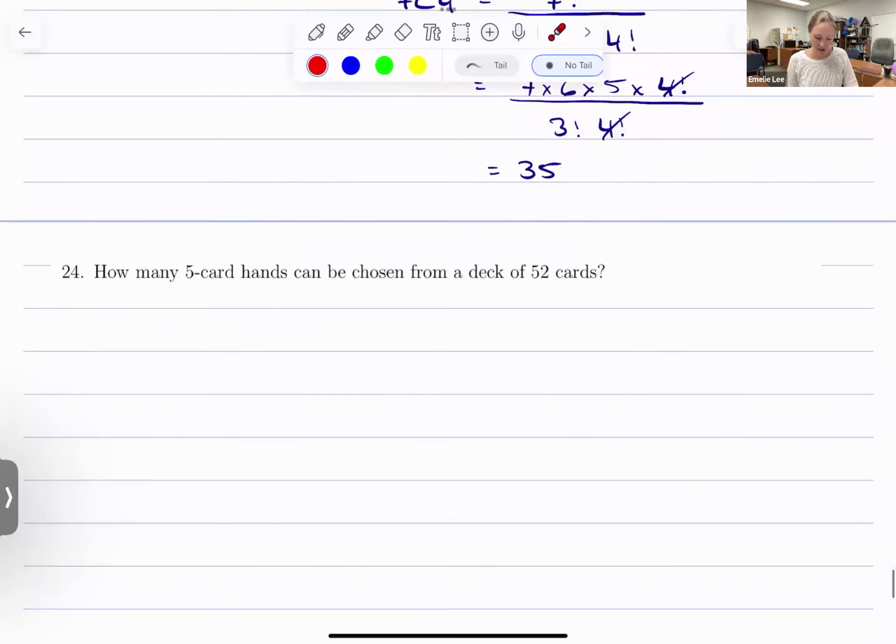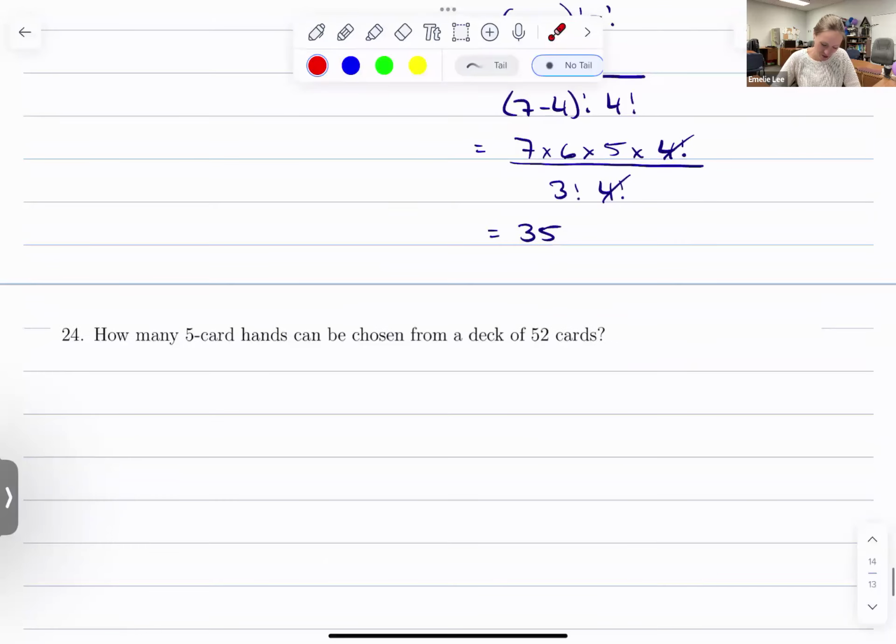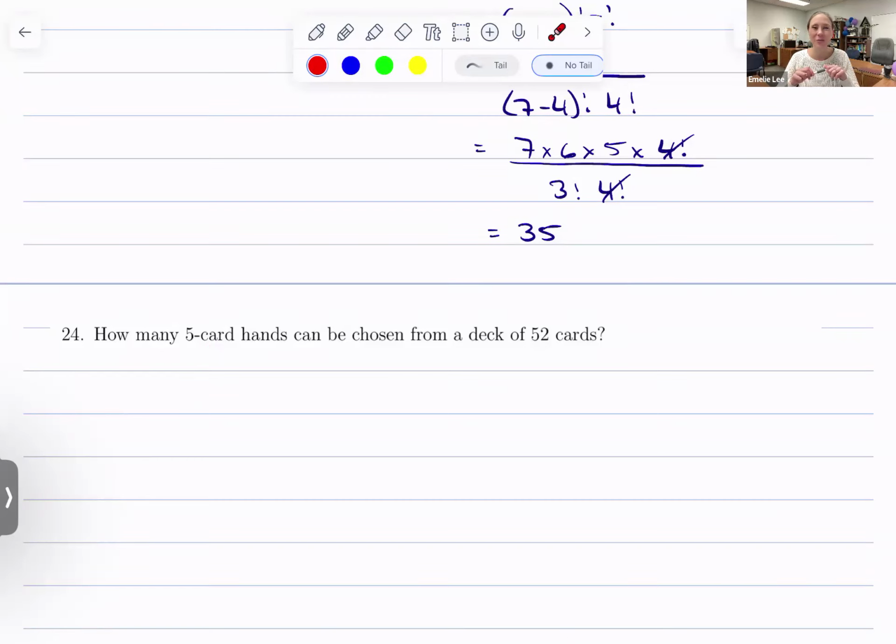Okay. I think this is our last question. Nice. Question 24. How many 5-card hands can be chosen from a deck of 52 cards? Now, 5-card hands, it doesn't say anything about, okay, your first card has to be a king and then you have to draw a queen or something like that. We just want to have a 5-card hand. Okay?